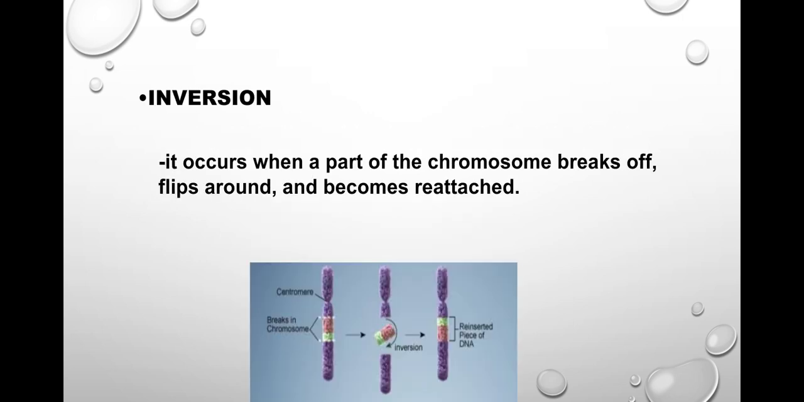And the last type of mutation is inversion. It occurs when a part of the chromosome breaks off, flips around, and becomes reattached. So, the order of the genes becomes reversed from what it was. A trick to remember this is that inverse sounds like reverse.